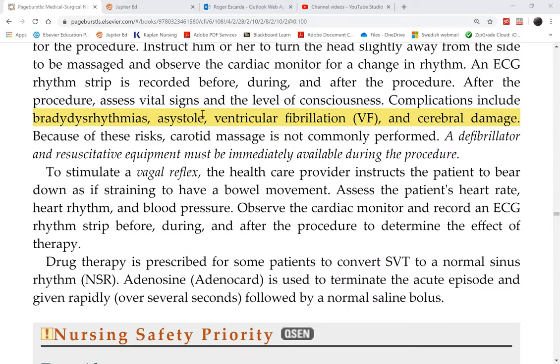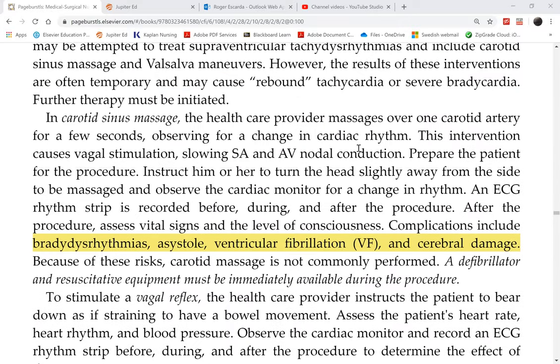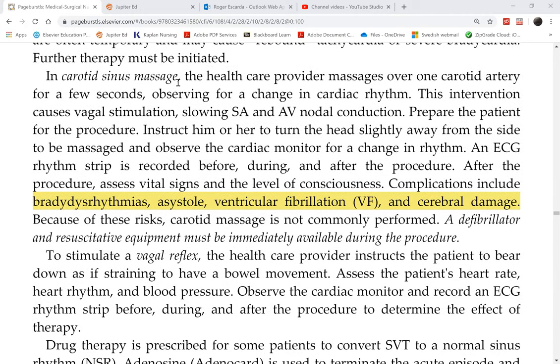Okay. Professor. Yes. It says arrhythmia and dysrhythmia, same thing? Yes. Oh, okay.